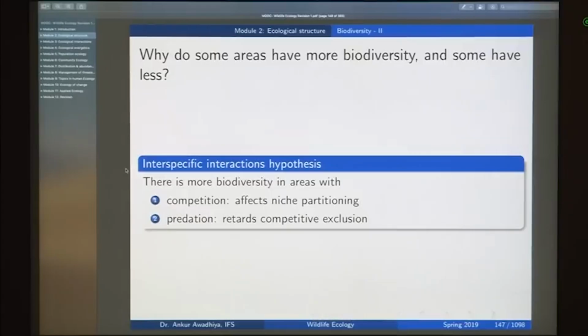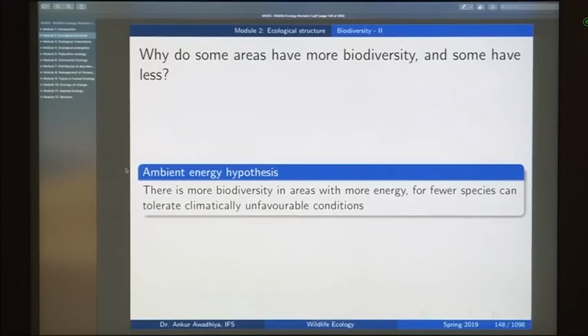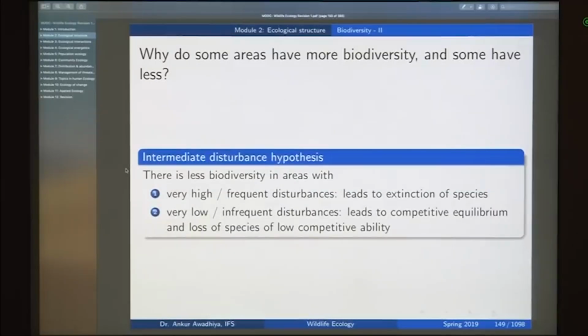Then third was the interspecific interactions hypothesis. If you have competition and predation in an area, then your biodiversity will tend to be more. Then you have the ambient energy hypothesis. There is more biodiversity in areas with more energy, because areas with very little energy, such as our polar regions, cannot support a very wide variety of organisms, and so the biodiversity in polar areas will be less.